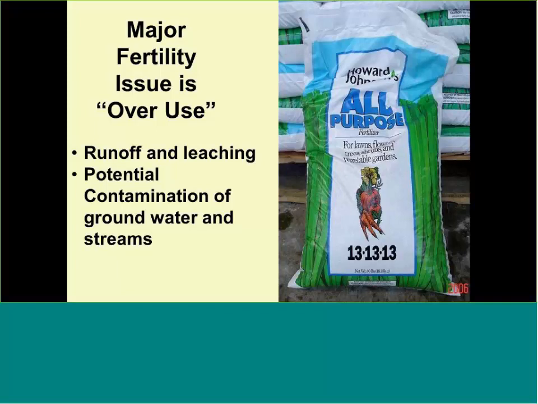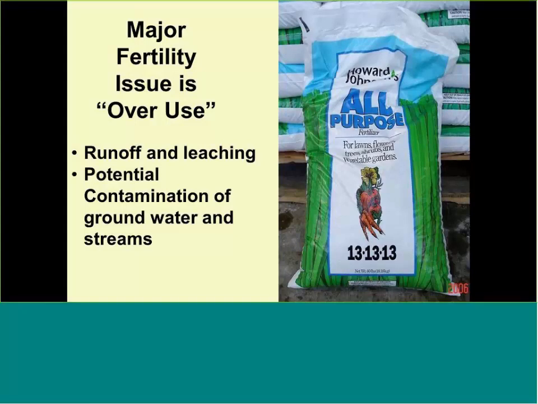Personally, I think the plant does not know the difference. They just want NPK and all the other minerals. So they both have advantages and disadvantages, and we'll get to some of that. But it's definitely important to know that the major fertility problem we face is overuse. And homeowners are more guilty of that than commercial growers.